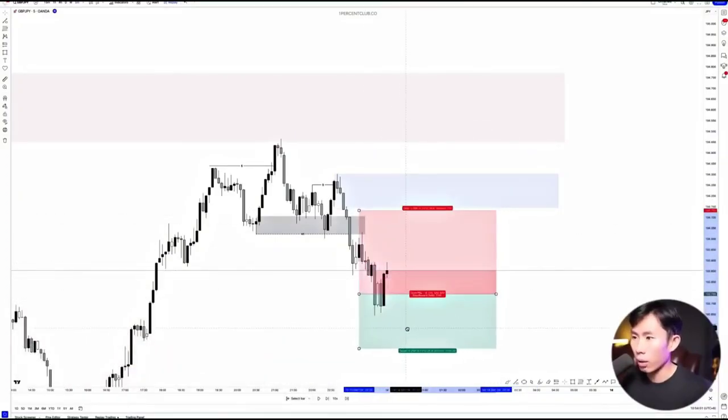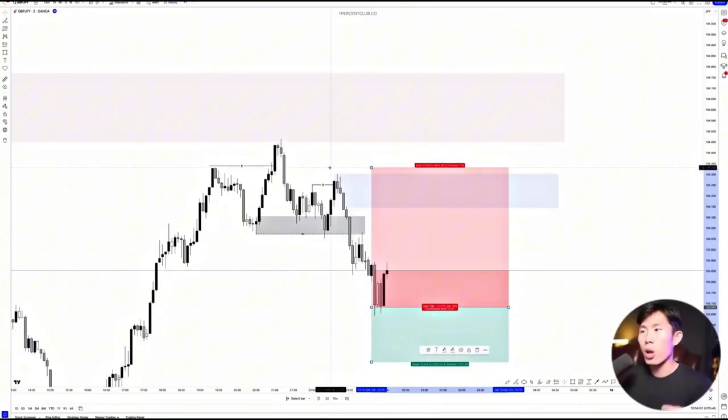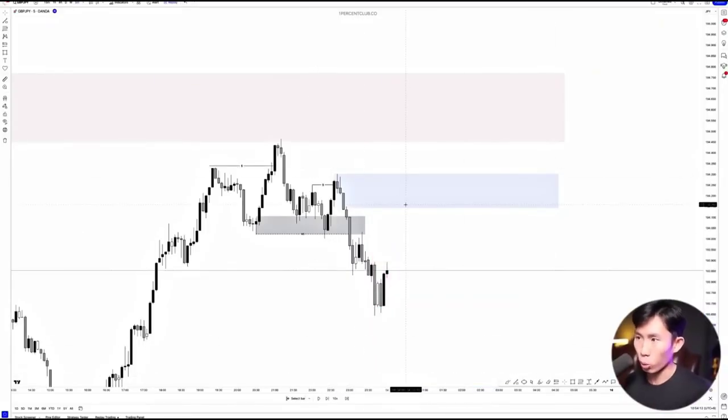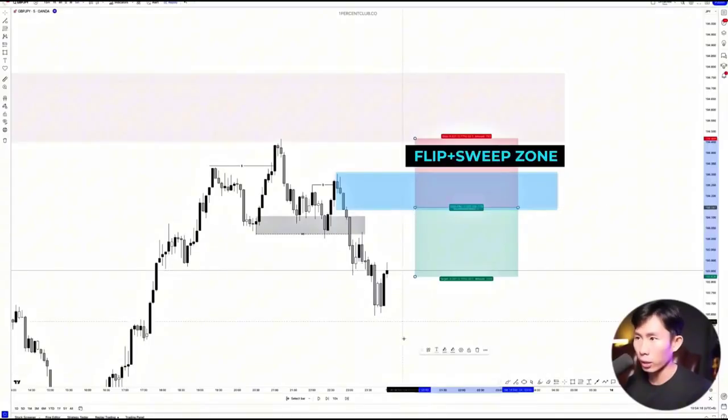Because if you enter for a sell right here, your stop loss is going to be all the way up here, right? So that's not really ideal for us. Remember, we want to get those sniper entries. We want to trade with precision, right? So we wait for price to pull back to our desired point of interest, which in this case is a flip plus sweep zone, before actually looking for the entry.